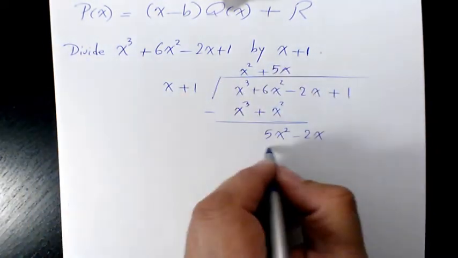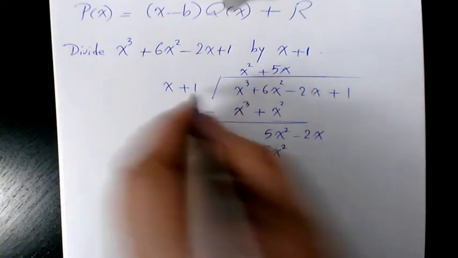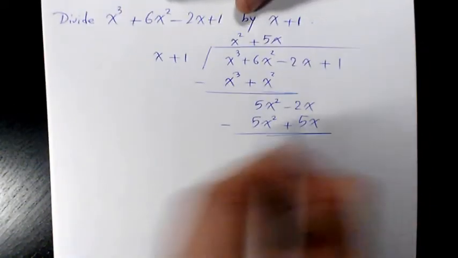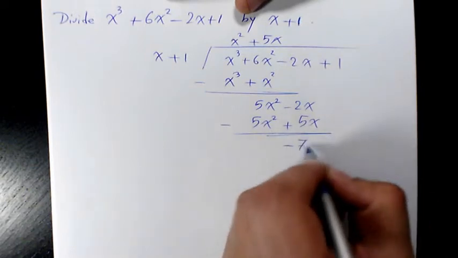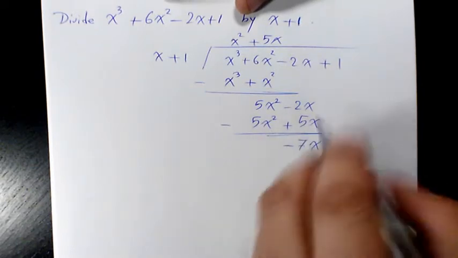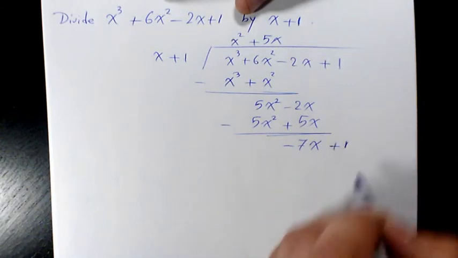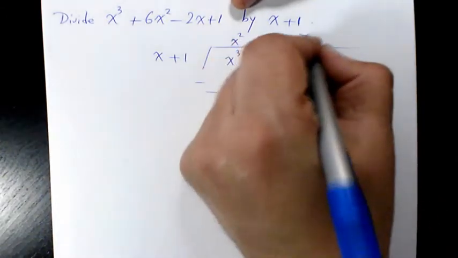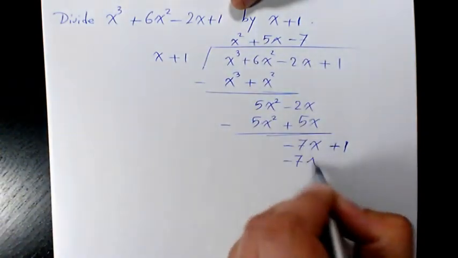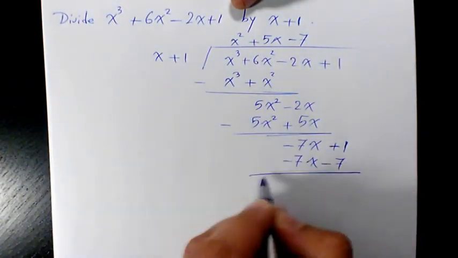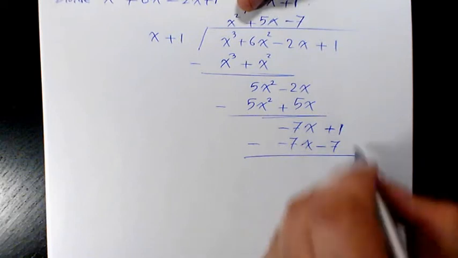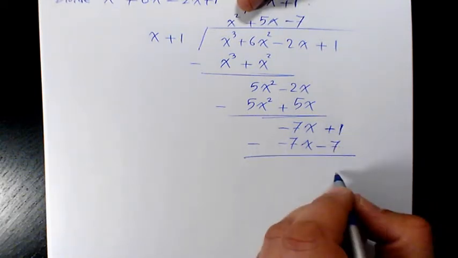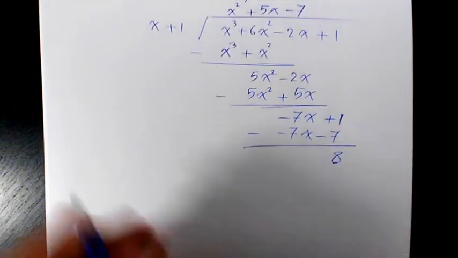So 5x times x is 5x squared. 5x times 1 is 5x. Then when you subtract them, these two cancel out, and we have negative 7x. And then we bring this number down, plus 1. So we have negative 7 times x, negative 7x minus 7. When you subtract them, these two cancel out, and we have 1 subtract negative 7, which is 1 plus 7, that's 8. How do we write it?